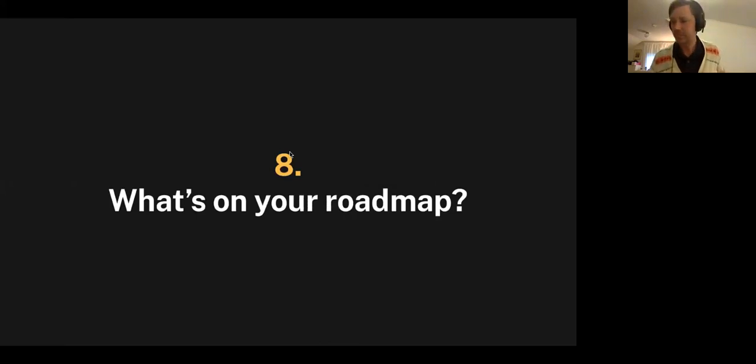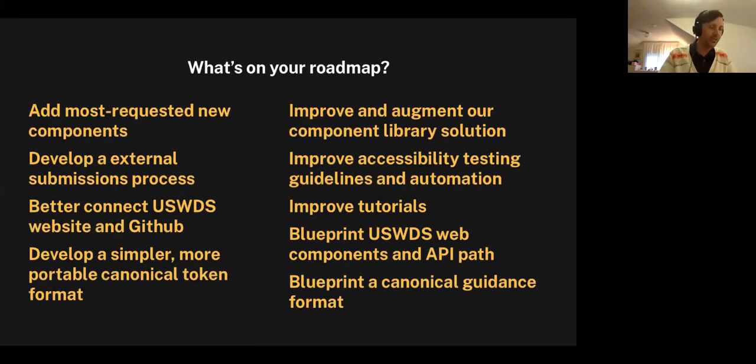So, question number 8, what's on your roadmap? What's coming up? So this is what we've got sort of on our minds right now for upcoming projects with the design system. This is all on sort of a provisional roadmap that we're working on. So we want to add the most requested new components. We want to develop an external submissions process. We want to better connect the design system website and GitHub. We want to develop a simpler, more portable canonical token format for storing our token data.